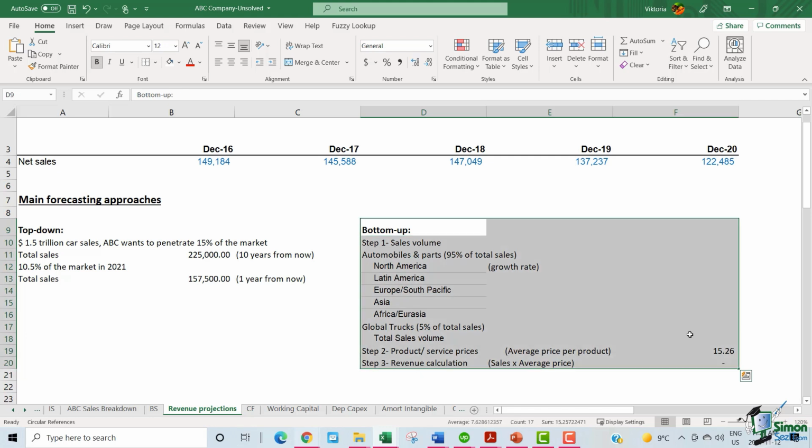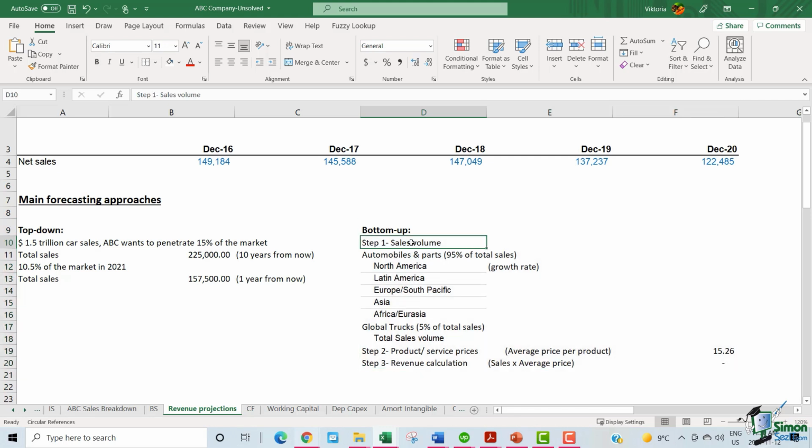In this approach, there are primarily 3 steps. In the first step, we will calculate the sales volume. In the second step, we will look at the product and service prices. And in the third step, we will calculate the revenue, which is the sales times the average price.